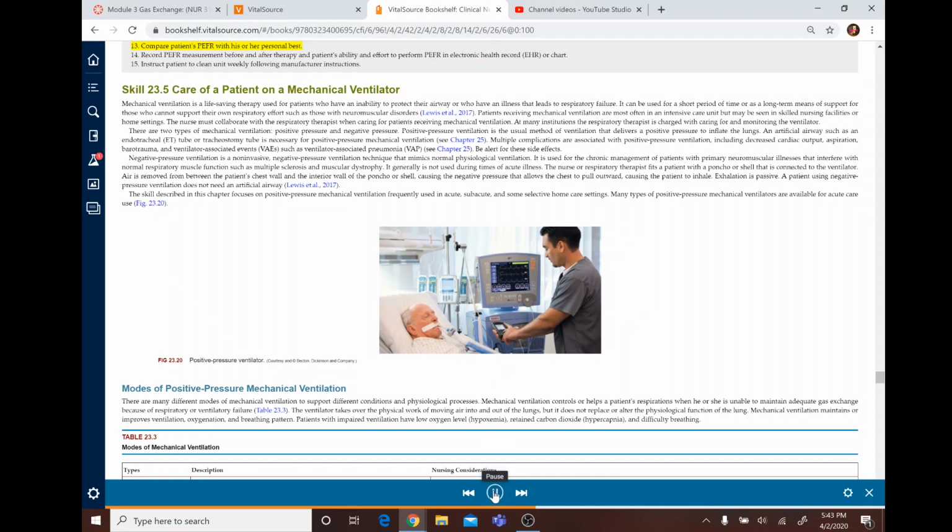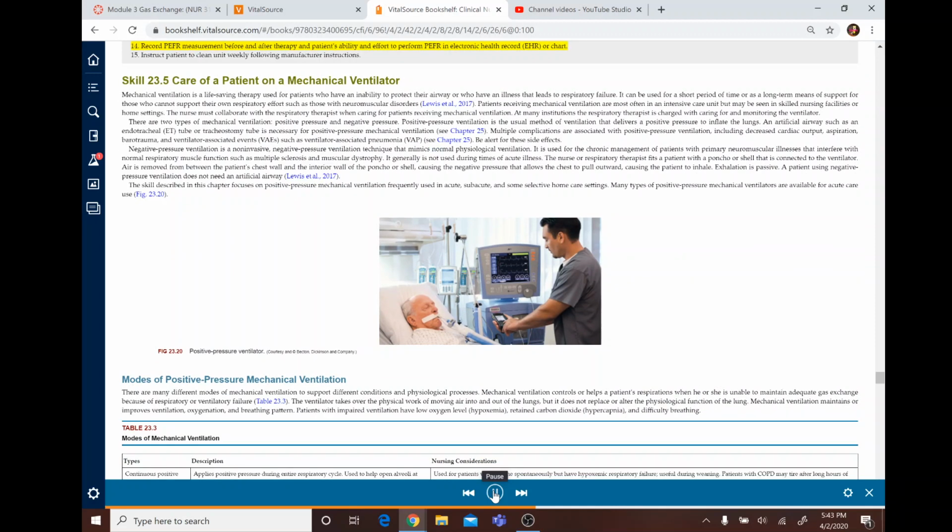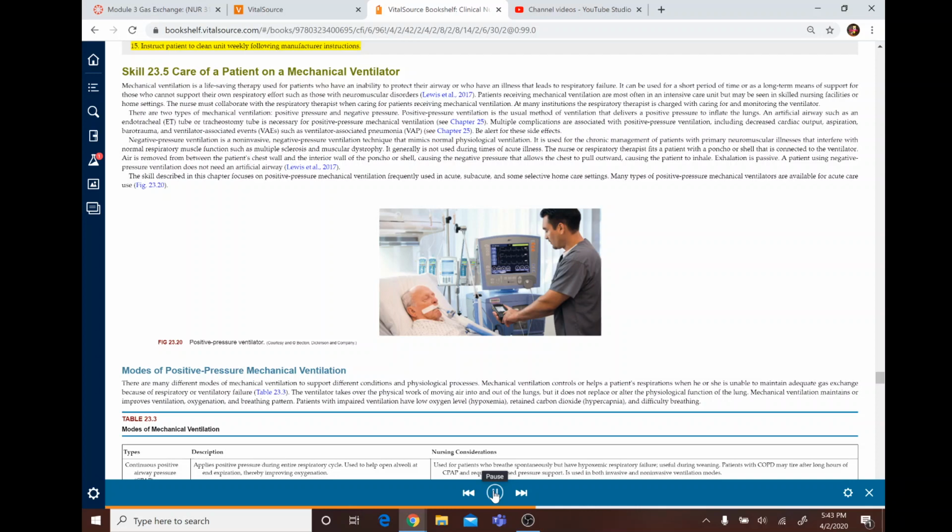13. Compare patient's PEFR with his or her personal best. 14. Record PEFR measurement before and after therapy and patient's ability and effort to perform PEFR in electronic health record, EHR, or chart. 15. Instruct patient to clean unit weekly following manufacturer instructions.